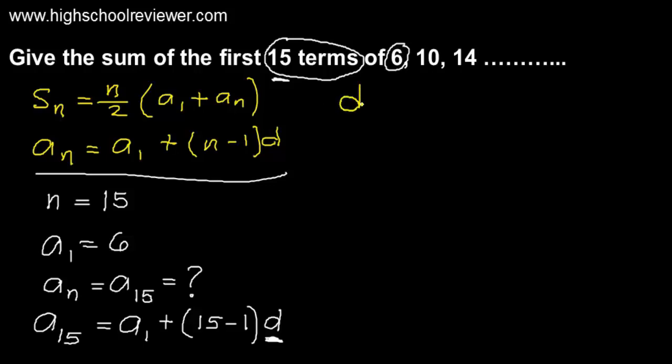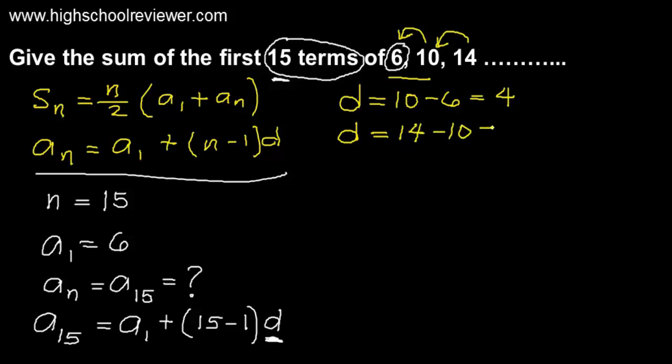Our d will be equal to the difference of 14 and 10, or 10 and 6. We will just choose between the two sets. Let us choose 10 and 6. So our d will be 10 minus 6, which is equal to 4. Or, so that we can see that they have the same d, we can also subtract 14 minus 10. This is still equal to positive 4. So our d now is positive 4.